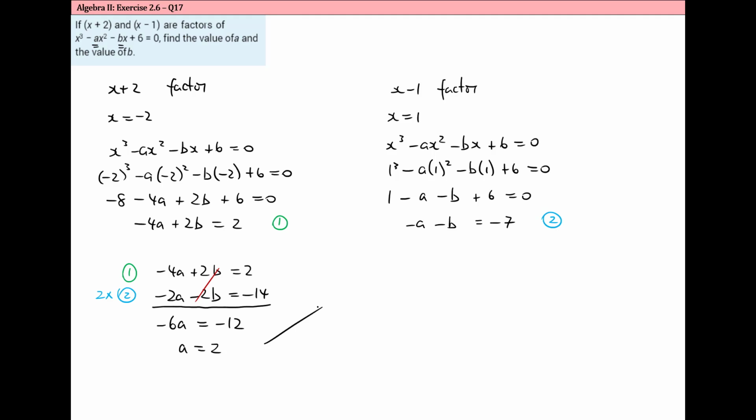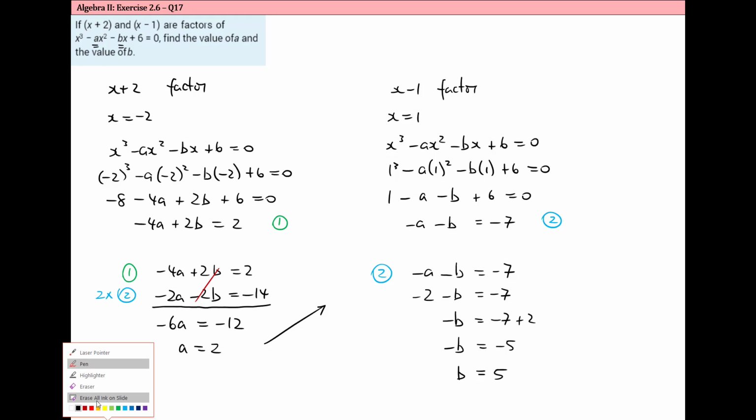I'm going to sub this value of a back into either equation, so let's sub it back into equation 2. Equation 2 is minus a minus b equals minus 7. We found out that a is 2, so we have minus 2 minus b equals minus 7. Minus b is equal to minus 7 plus 2. Minus b is equal to minus 5, and then dividing both sides by minus 1, I get that b is equal to plus 5. And so the question asks us to find the values of a and b, and a is equal to 2 and b is equal to 5.